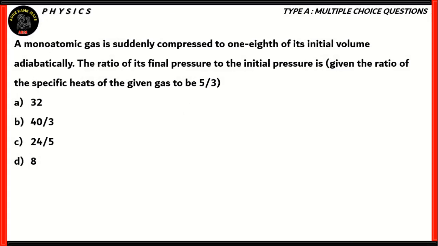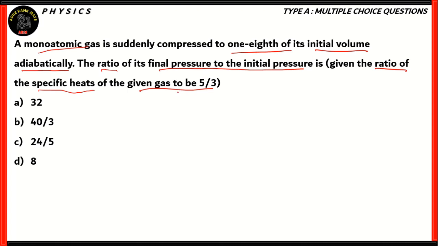Now, let's look at the last question for the day, or for this episode. A monoatomic gas is suddenly compressed to 1/8 of its initial volume, adiabatically. The ratio of its final pressure to initial pressure is, and we're given the ratio of the specific heats of the given gas to be 5/3. Okay, so what does all of that mean?